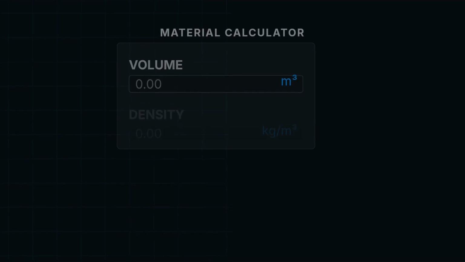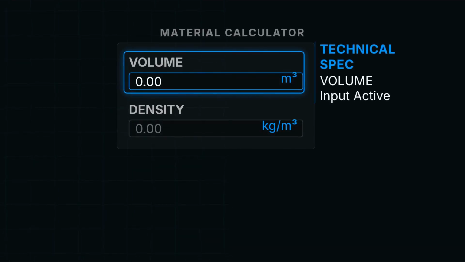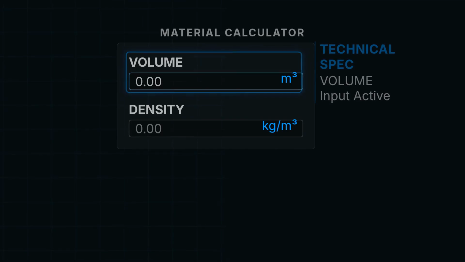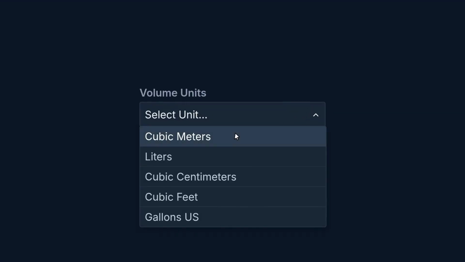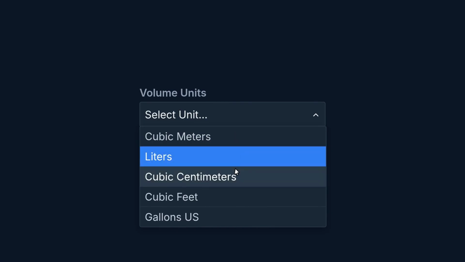Below that, you'll find the volume input field where you enter your volume value. Next is the density input field for your material's density in kilograms per cubic meter. The volume unit dropdown offers 5 options: cubic meters, liters, cubic centimeters, cubic feet, and gallons US.